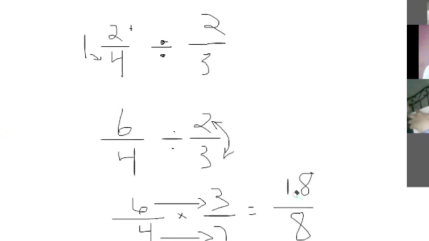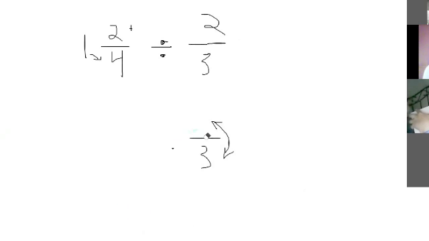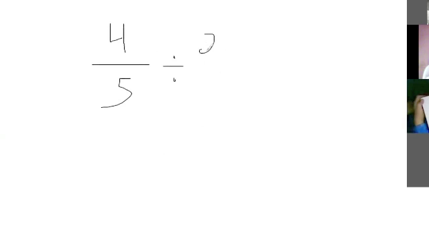So let me cover a couple more things and then we'll be done. So let's say that we had something that we were dividing, like let's say 4 over 5 divided by 2 over 5.